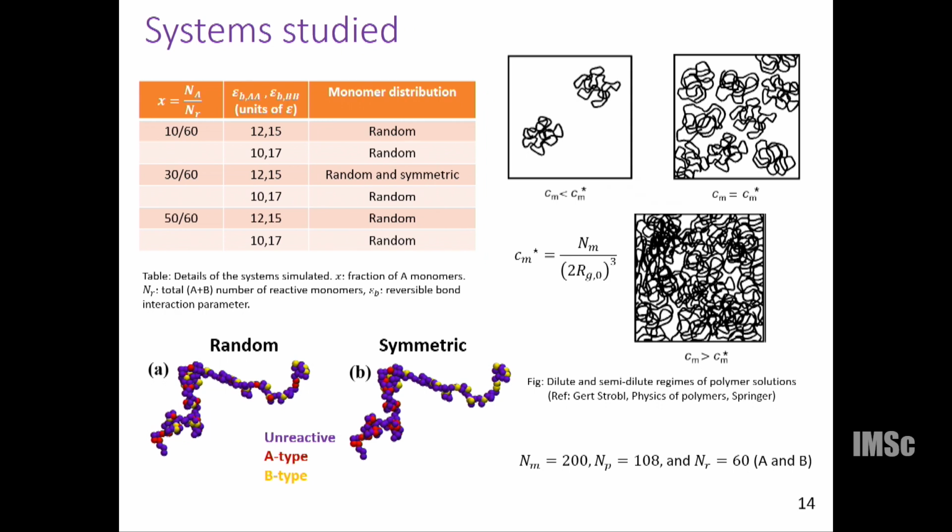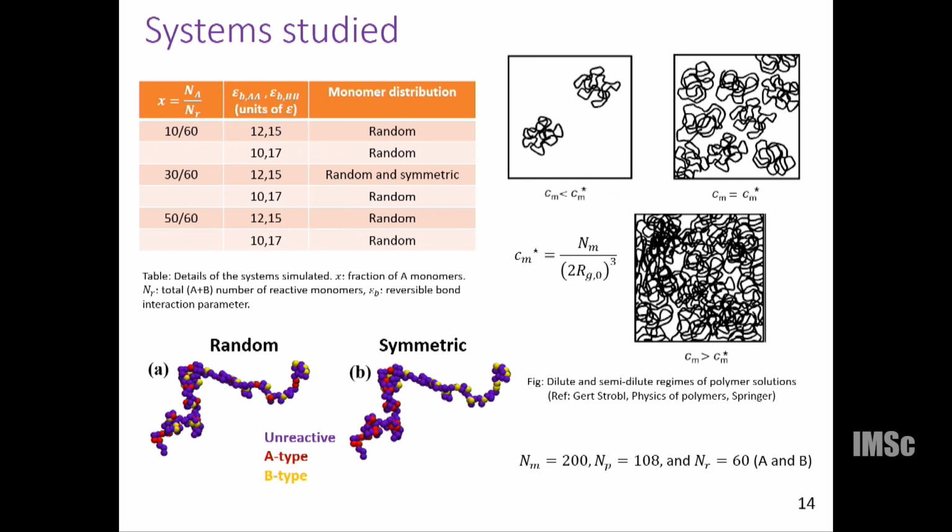So we varied this fraction of reactive monomers. So Na, we have a total of 60 reactive monomers, out of which some we are choosing as A type and some we are choosing as B type. So we are systematically changing the composition of A monomers, and these are the typical reversible bond energy parameters we have chosen. Our idea was also to study the influence of the monomer sequence.